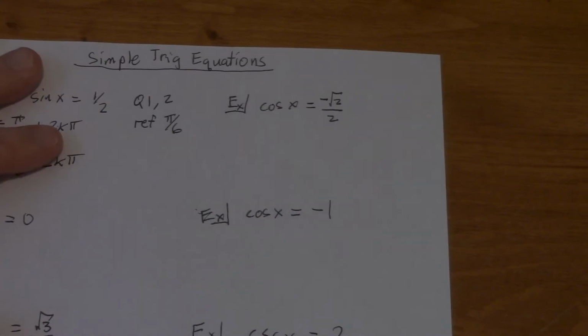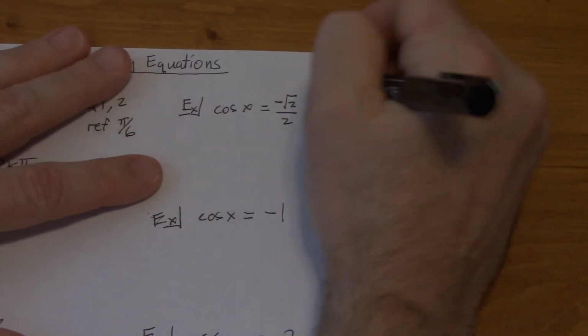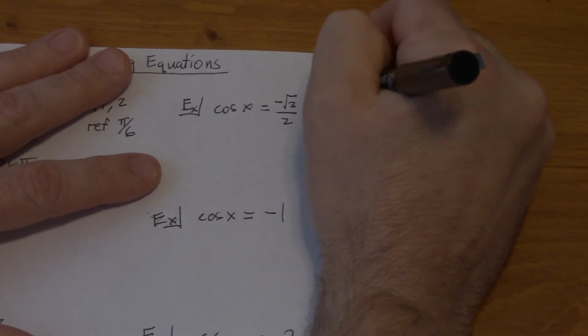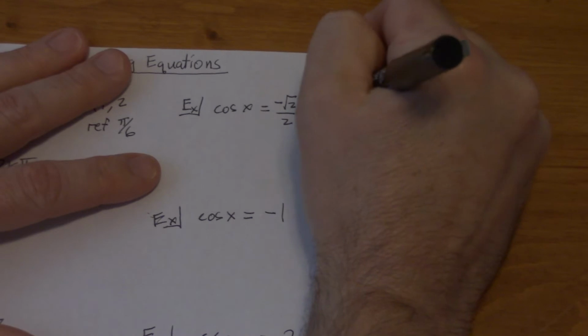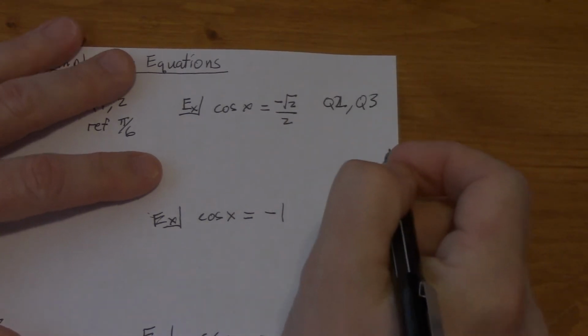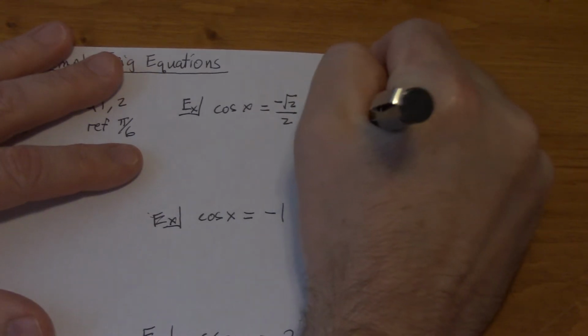Alright, let's do one a little bit more complicated. So cosine of x equals negative root 2 over 2. So once again, let's think in terms of quadrants. So cosine is going to be negative in the second quadrant and the third quadrant. Okay, and what's my reference angle for root 2 over 2? It's pi over 4.